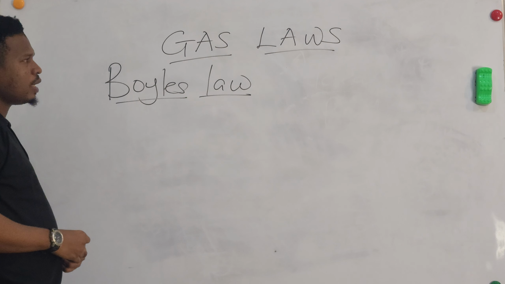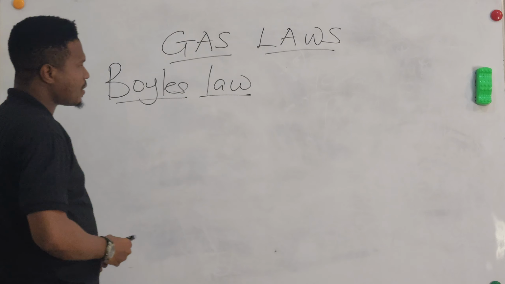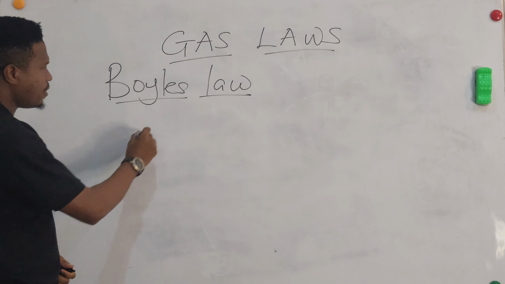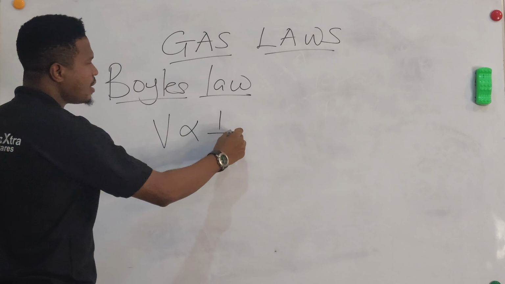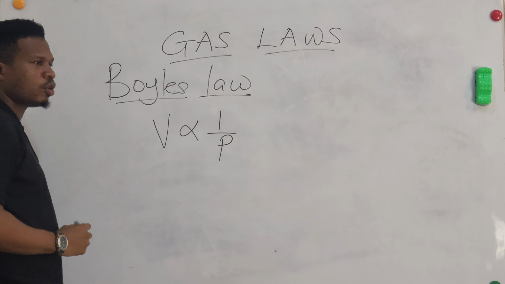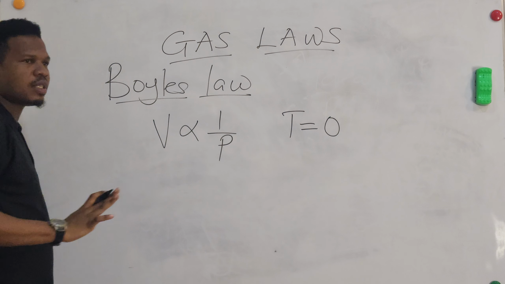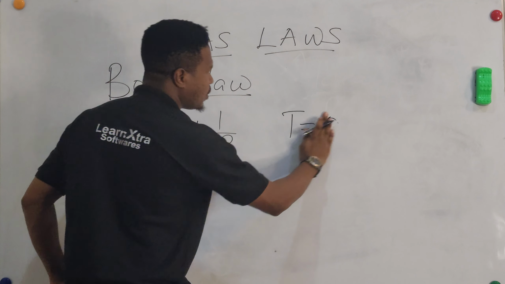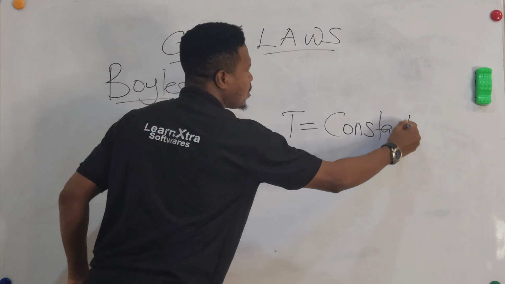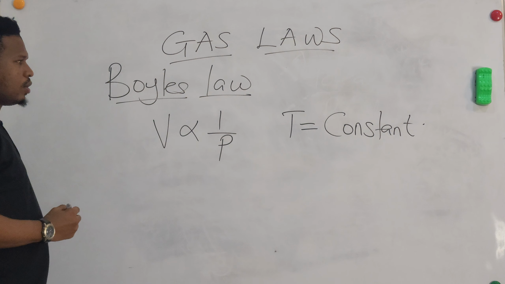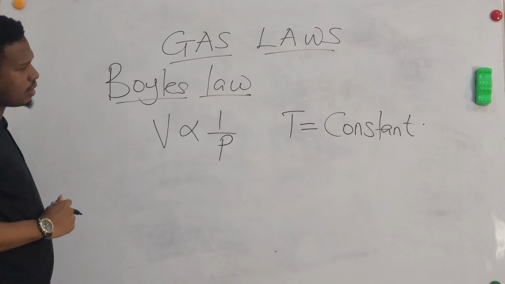This Boyle's Law is a law that governs gases, and it states that the volume of a fixed mass of any gas is inversely proportional to the pressure, provided that the absolute temperature is kept constant. So mathematically, this Boyle's Law can be represented like this.